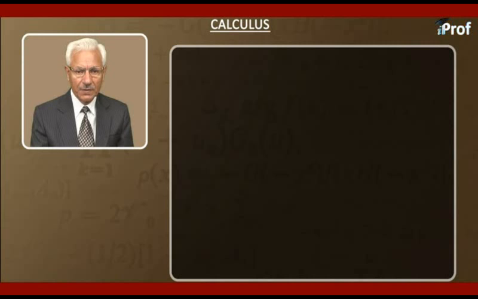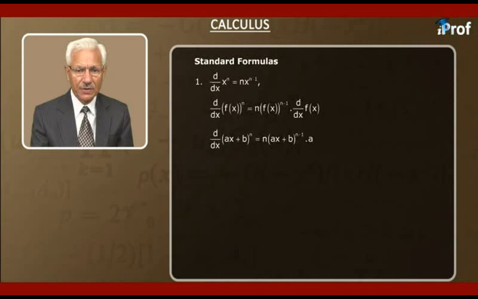First, the derivative of x raised to power n is equal to n x raised to power n minus 1. If we replace x by f(x), d by dx of f(x) raised to power n becomes n into f(x) raised to power n minus 1 into d by dx of f(x). Similarly, d by dx of (ax plus b) raised to power n becomes n into (ax plus b) raised to power n minus 1 into a.